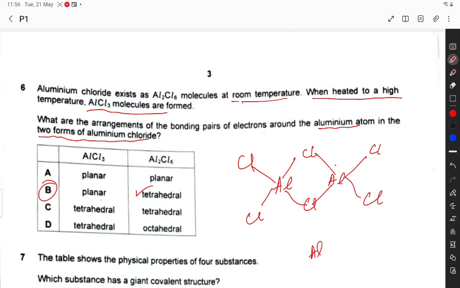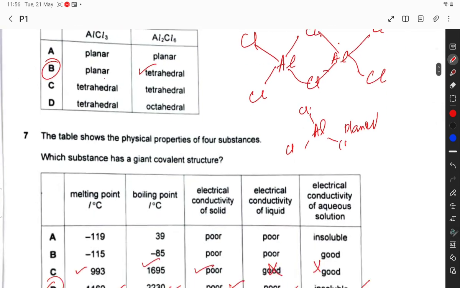Aluminum chloride AlCl3 has a trigonal planar structure. In Al2Cl6, aluminum is bonded with 4 atoms, 1, 2, 3 and 4. So in this case it is tetrahedral. So B option is correct, planar and tetrahedral.